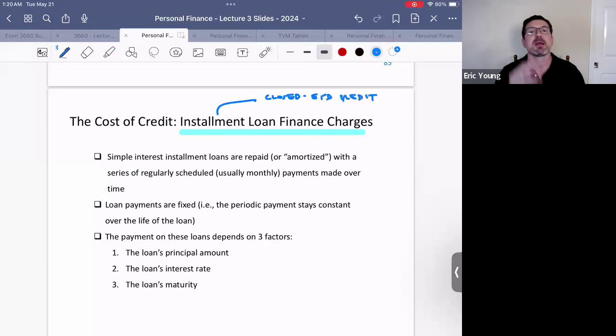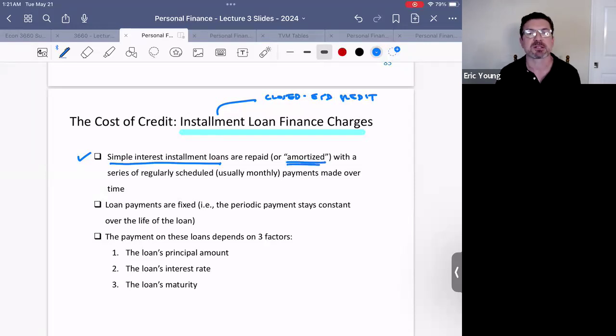Now again, there's 5 different types of installment loans, and they all behave differently, and I'll go through them at a different time. But for now, since the most common type of loan is the simple interest installment loan, we're going to cover that one. Now, the big thing to understand is with a simple interest installment loan, the most common type of installment loan, when you pay it off, we use the word amortize to pay it off.